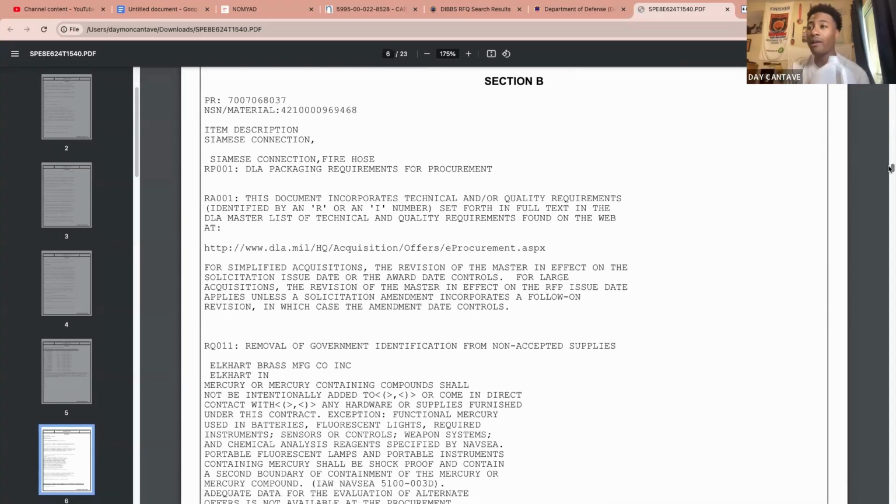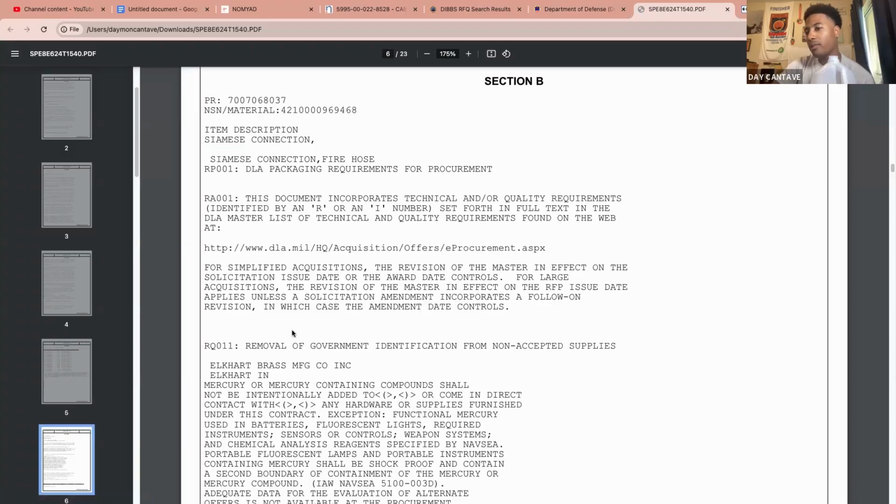We're going to go way more in depth into that in the boot camp. We're going to talk about how you can use procurement history to do market research, but we've got a finite amount of time. So let's come down here, and this is the description, the purchase request number, the NSN number, right? And then this talks about technical and quality requirements found on the website. For the most part, you're going to be able to find all these technical and quality requirements in the solicitation right here in section B.